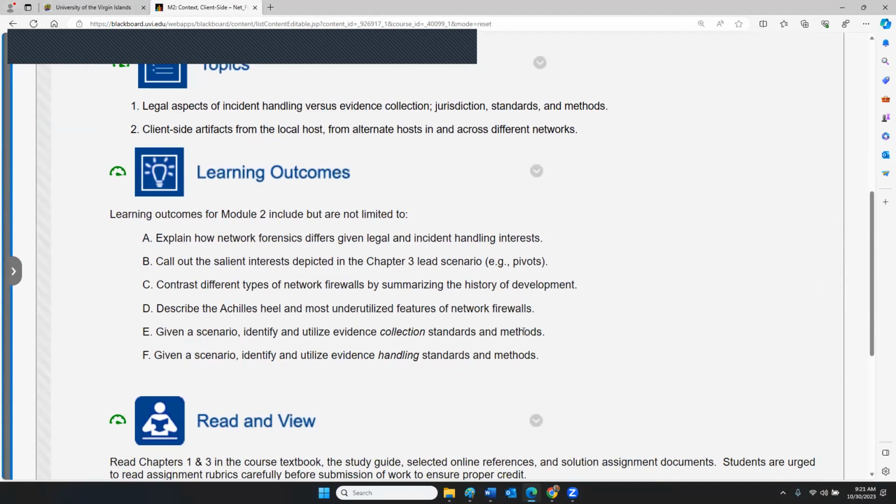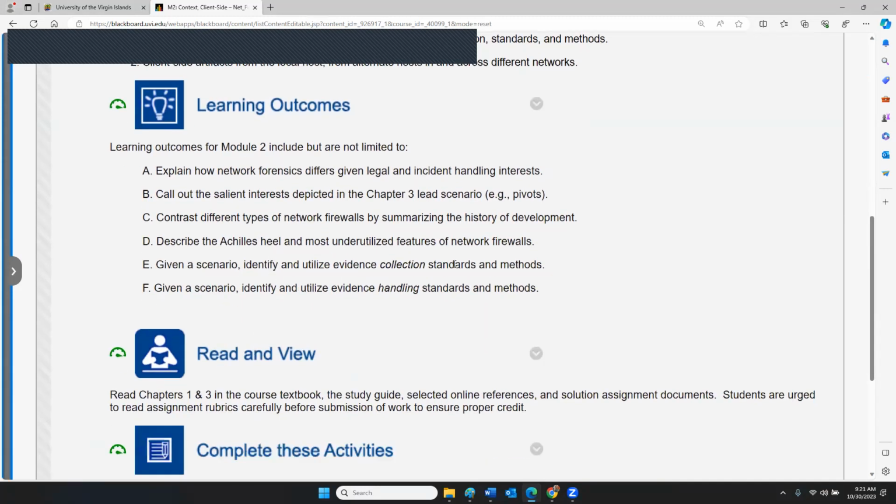Can everyone see the screen? Can everyone see the screen? We're still looking at Blackboard. I think you're looking at module 2. Yeah, the learning outcomes. Okay.